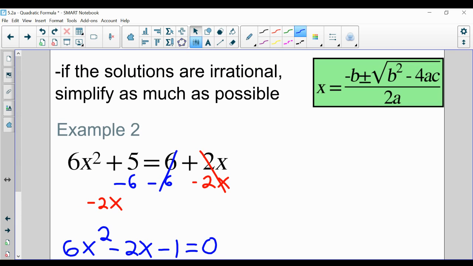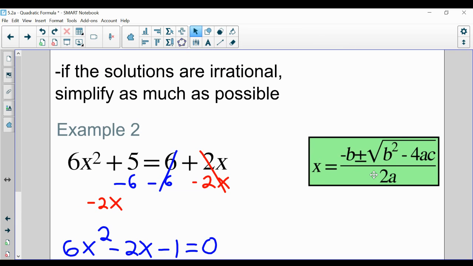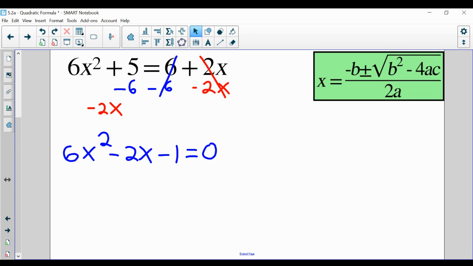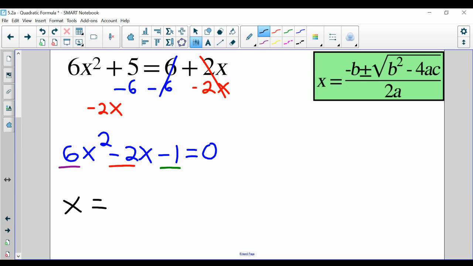So now we can easily identify a, b, and c for our quadratic formula, right? So 6 is a, negative 2 is b, and negative 1 is c. So let's just plug these in. x equals negative b. So it's a negative of whatever b is. I'm going to show you those steps here. So it's a negative, but b is a negative 2. So obviously that's going to change in our next step, a negative of a negative 2.